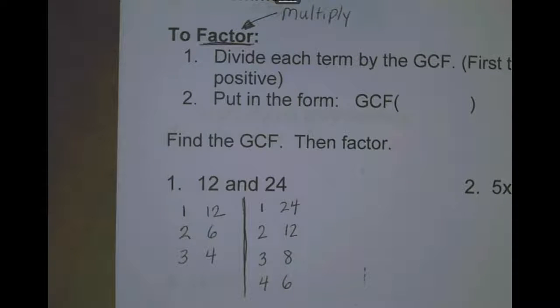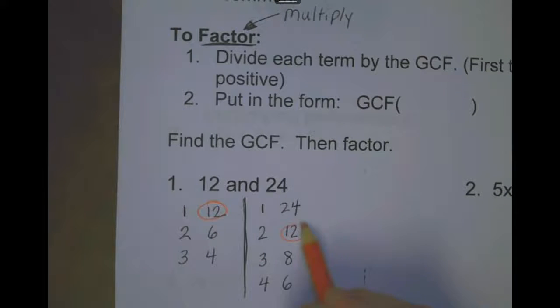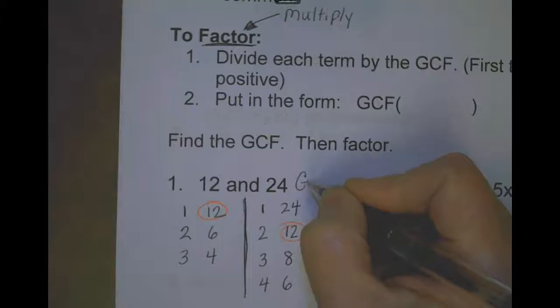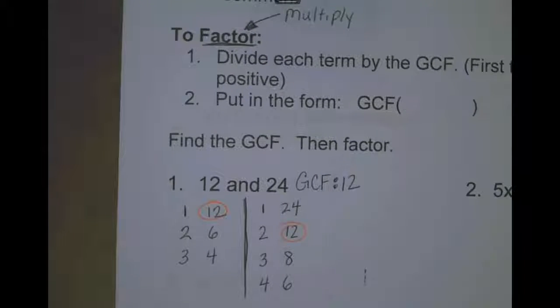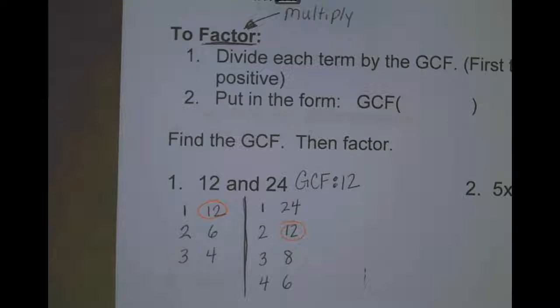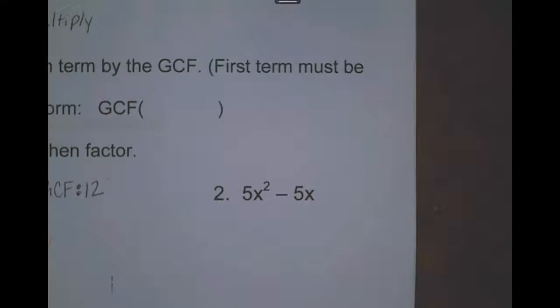And now we're looking for the GCF. What's the greatest number that is in both of those columns? Nope, there's not a 24 on this side. The GCF is 12. Now, most of the time we're not going to start off factoring numbers. We will factor some of those coming up, but we will be factoring expressions.